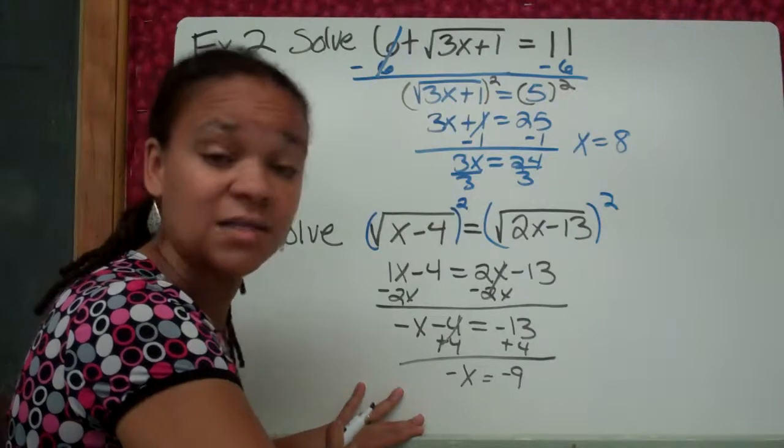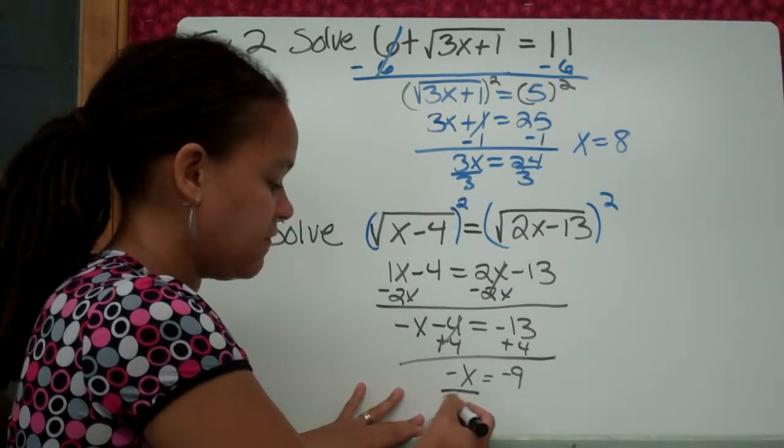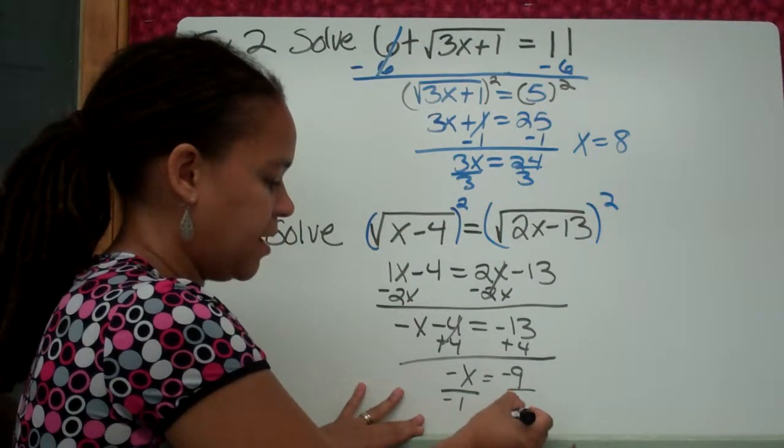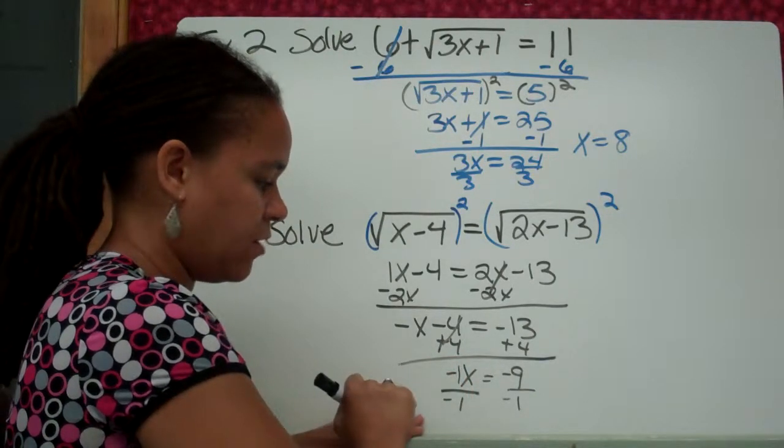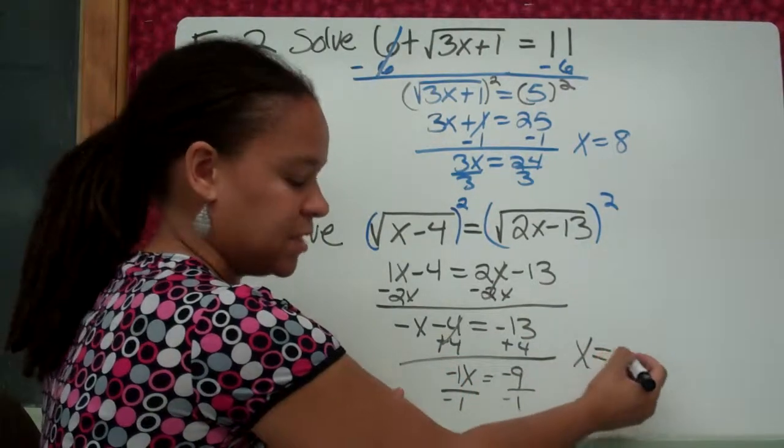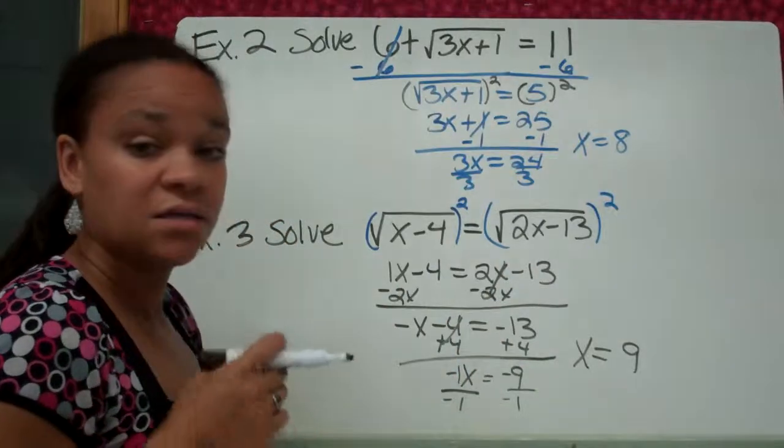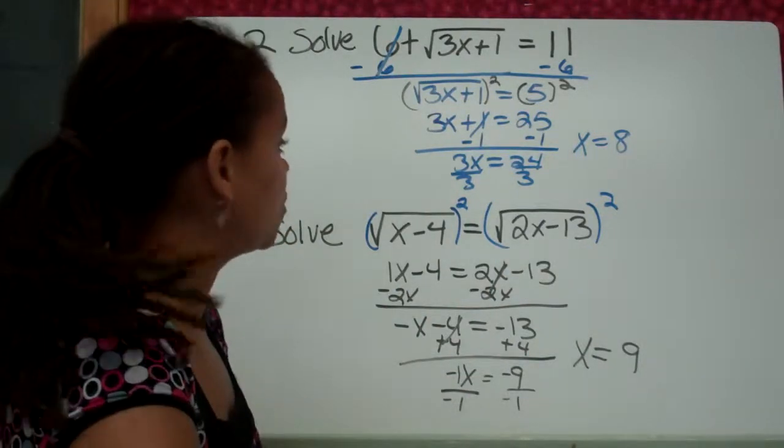But I don't want negative x, I want x. So don't forget to divide by negative 1, divide by negative 1, because that's really a 1 there. And your final answer is going to be 9. So feel free to check your work, make sure those turn out correct.